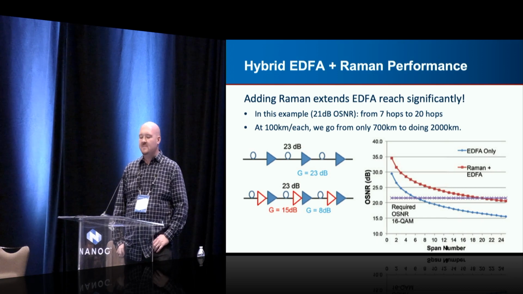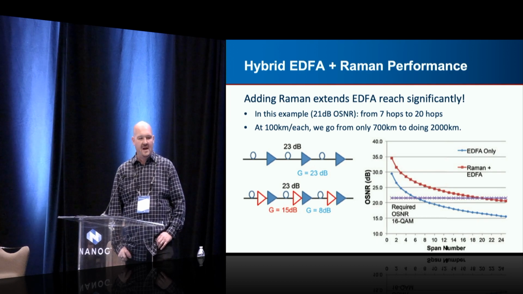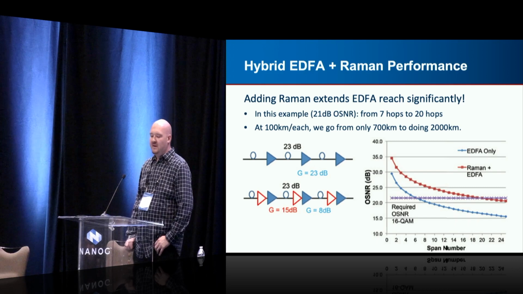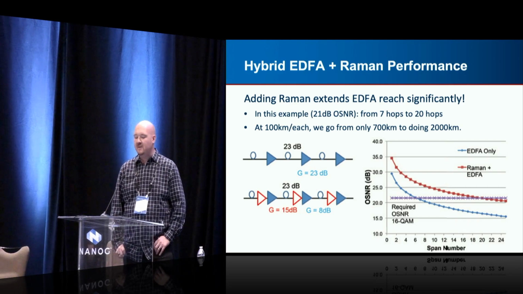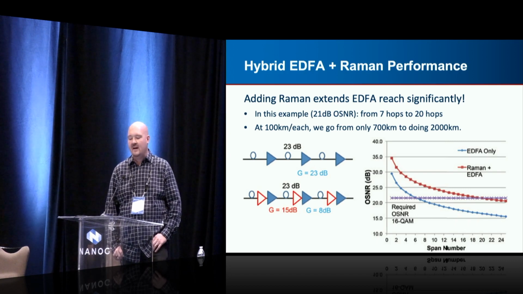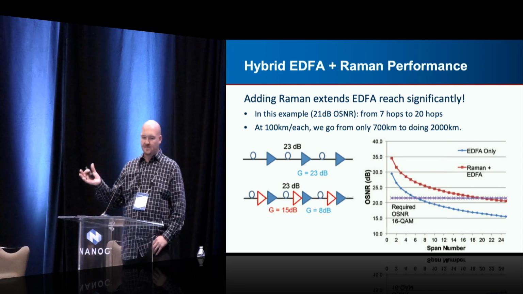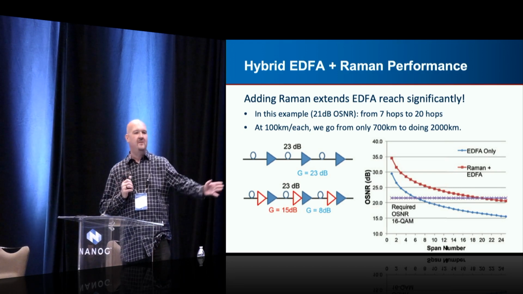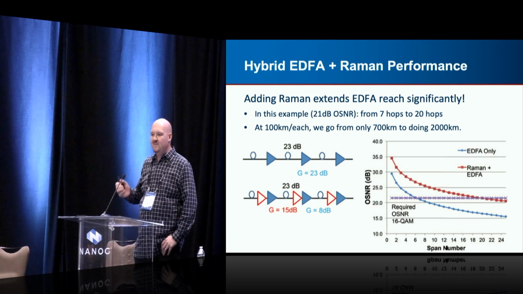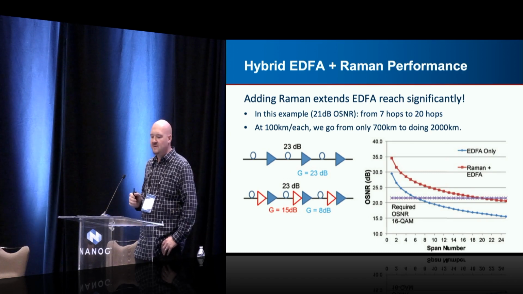Let's say, for example, that you had a 21 dB OSNR. This was a target that you had for a particular transponder. When we did it as an EDFA only, you see the blue curve here, we fell below the 21 dB OSNR line after 7 hops. So if, for example, we had 100 kilometer hops, we had 7 of them, we went 700 kilometers, and then we lost the signal. So if a customer came and said, I needed an 800 kilometer signal, we wouldn't be able to do it with this kind of transponder.